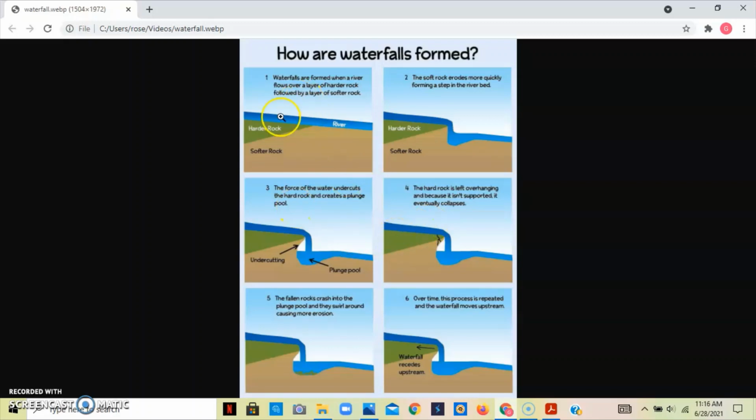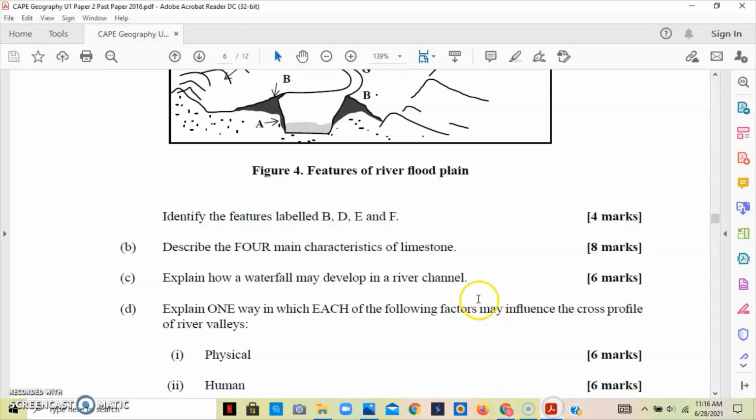If you are looking at this, the river is flowing over a layer of hard and soft rock. What will happen is that the soft rock is easily eroded, so it will start to undercut or erode the soft rock. And then the hard rock, because it is harder to erode, will leave a ledge and the water will flow over. Once the water flows over, it will fall down onto the soft rock, which will continue to dig to form what we call a plunge pool. Over time, parts of the hard rock will eventually be eroded, and the waterfall will retreat upstream.